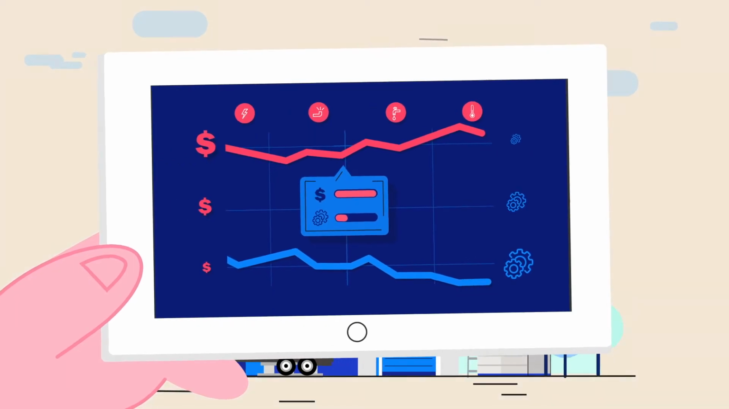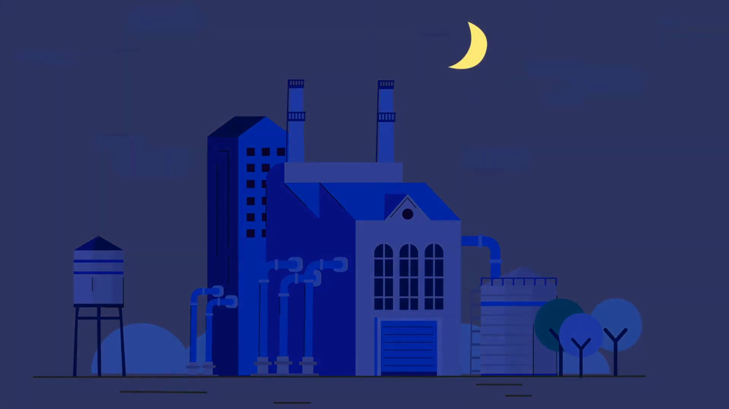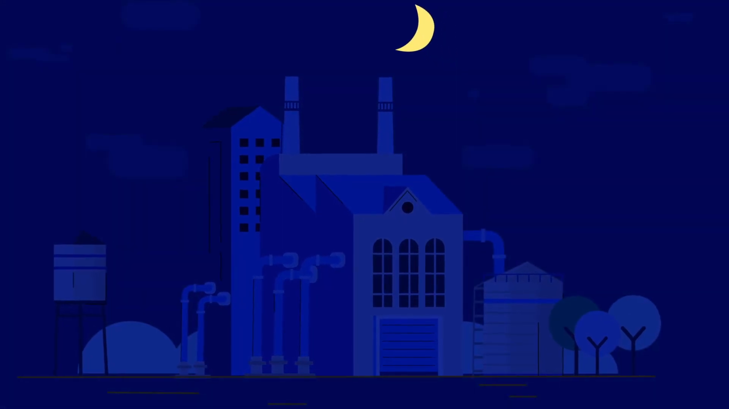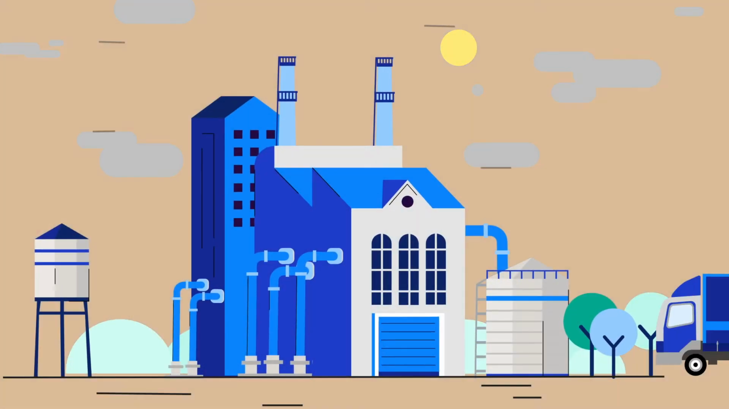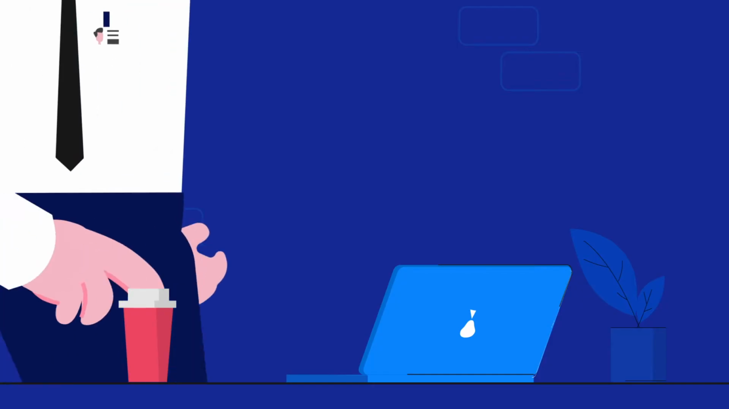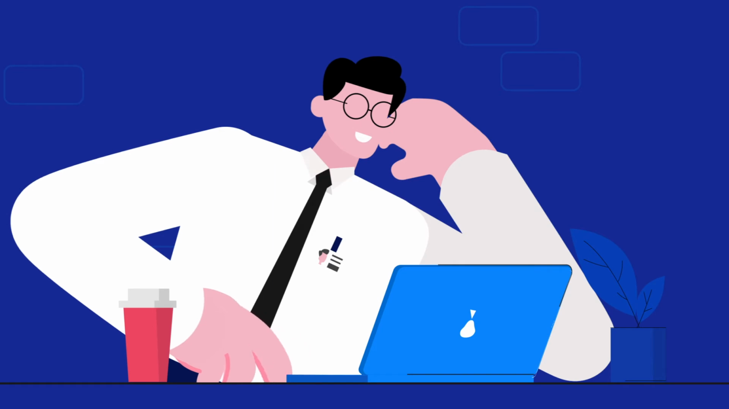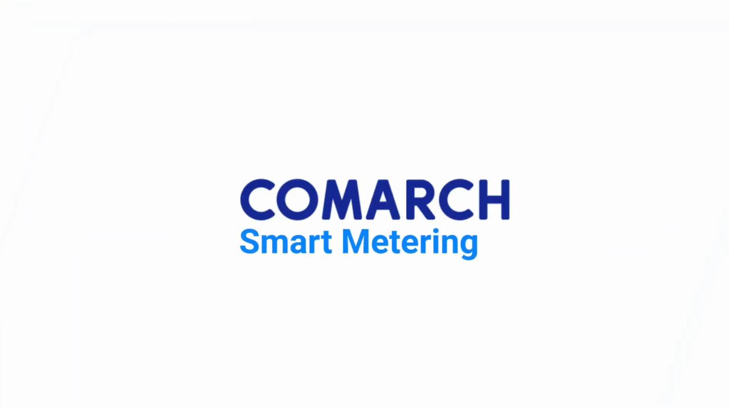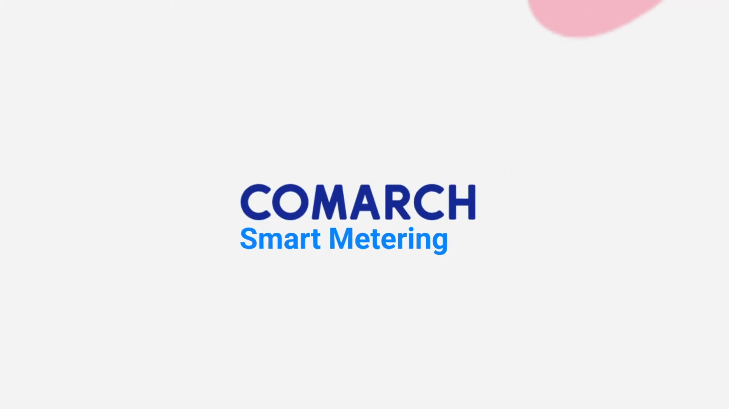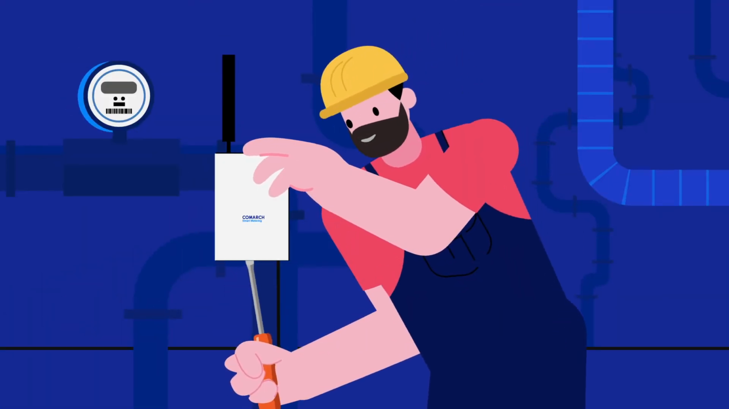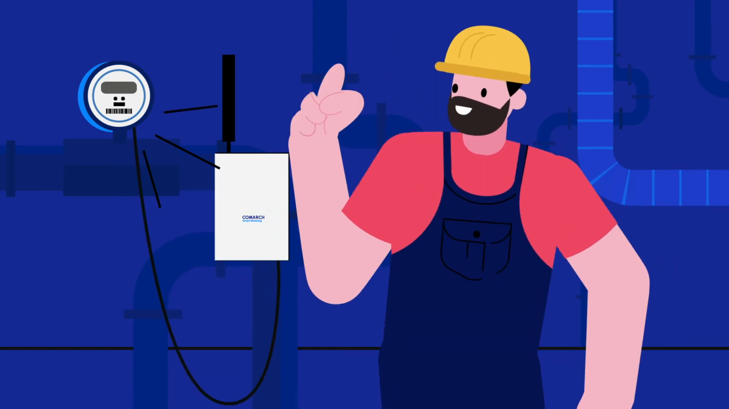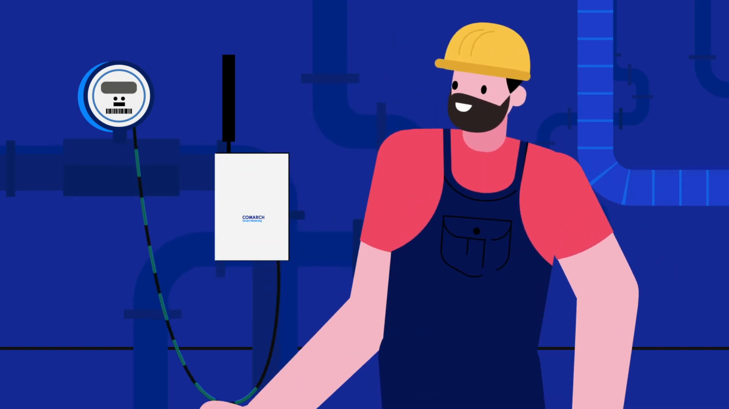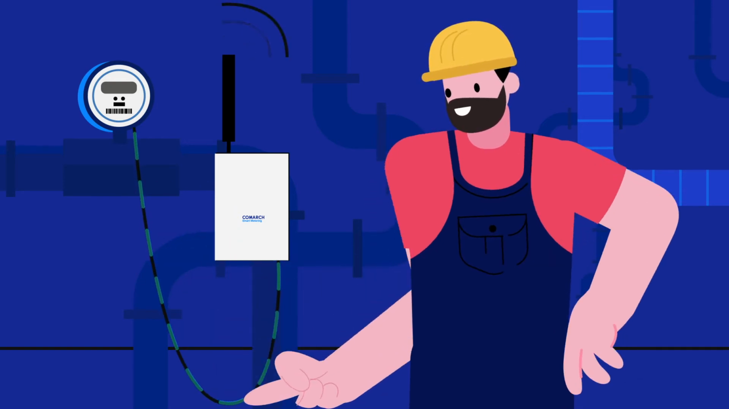How can you check the actual consumption of utilities and plan the optimum delivery times while ensuring continuity of production? The solution is Comarch Smart Metering for Industry, which is used for remote meter reading in factories to forecast expenses and eliminate losses. Implementation of smart metering does not always require replacement of the entire network of meters. Retrofitting is usually sufficient, which makes the solution available almost immediately.